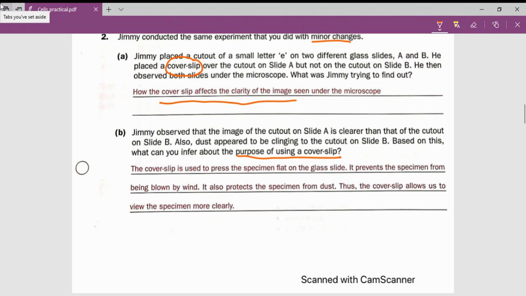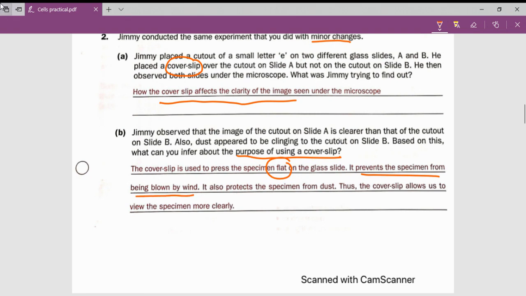Okay, the cover slip is used on slide A but not on slide B. It gives you the clarity because you're placing the cover slip on top of the specimen, so you're pressing it down so light can shine through clearly. So it makes a difference and it blocks off dust particles and prevents the specimen from being blown by the wind and so on. The cover slip presses the specimen flat. And what is the purpose? It prevents the specimen from being blown by the wind.